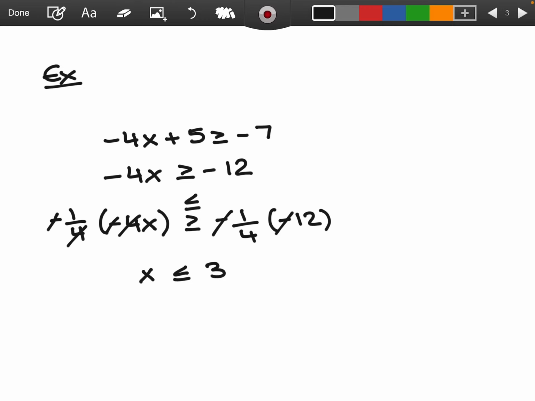Okay. So whenever you get a problem like this, make sure that you go ahead and switch that inequality around if you are multiplying or dividing by a negative number.